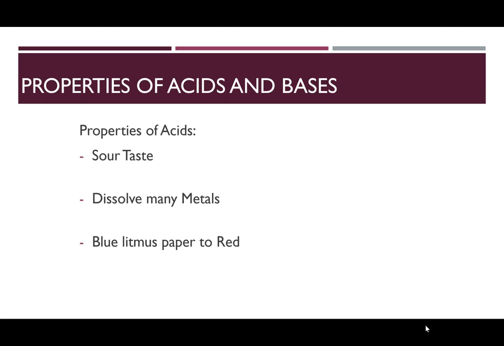And then we'll see this in the lab. It will turn blue litmus paper to red. So in the lab, we have two different colors of litmus paper. We have blue litmus and red litmus. If we dip red litmus into an acid, it just remains red. If we dip blue litmus paper into an acid, it'll change the color from blue to red. So very often when acids are drawn or denoted in tables, they have a red color, and that's just to drive that home.